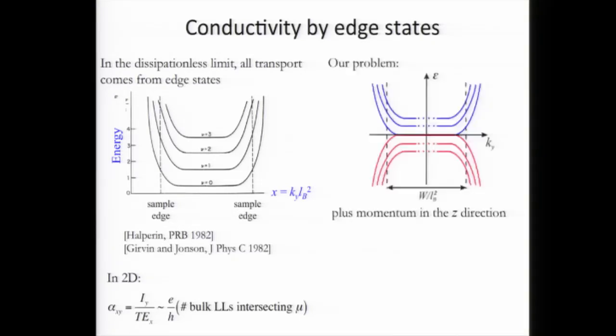Now we can do the same calculation in 3 dimensions. The difference for our problem is that, first of all, we have another momentum in the z direction. Our surface states are not just lines, they're planes.